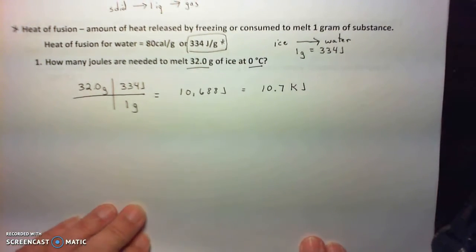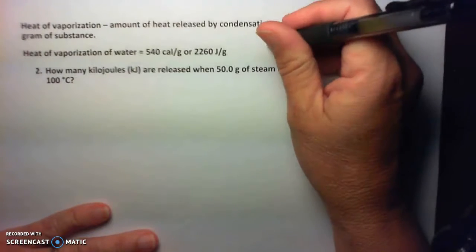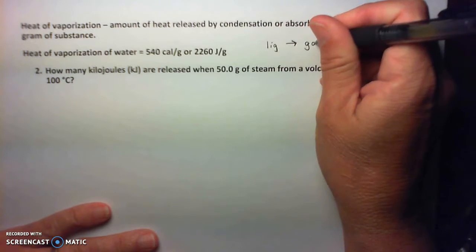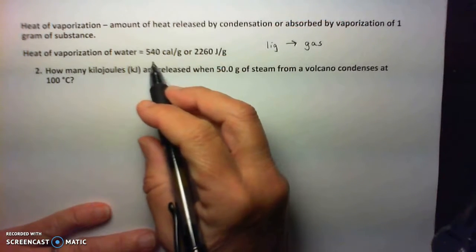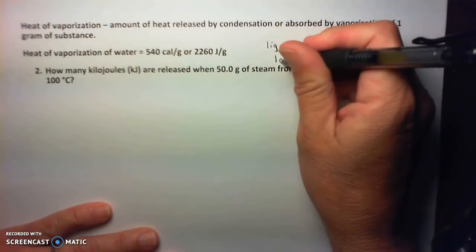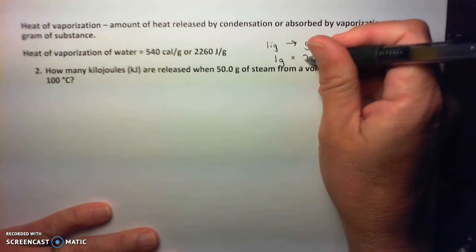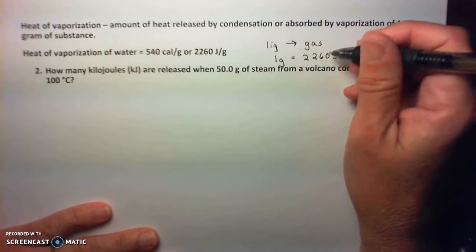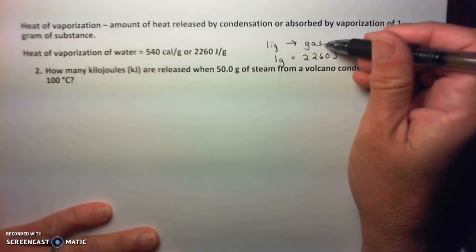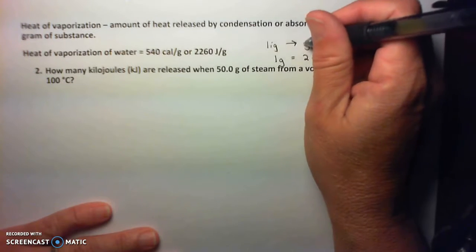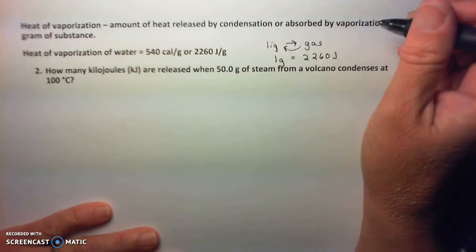Okay. There's a different number for when we go from a liquid to a gas. This is called the heat of vaporization. There's a different amount of energy required, and 1 gram of water requires 2,260 joules to go from a liquid to a gaseous state. That amount of energy is released if you go from a gas to a liquid.